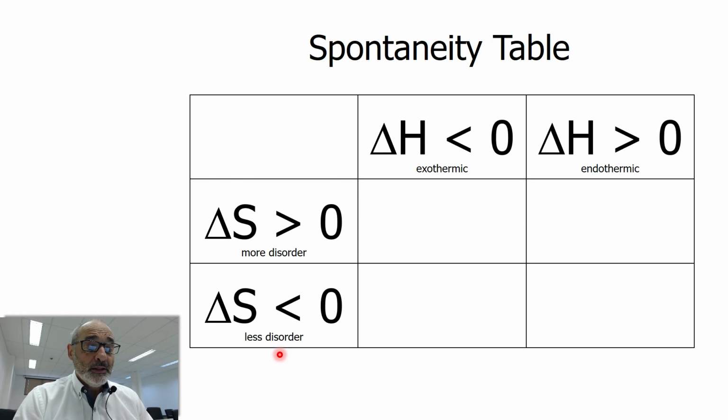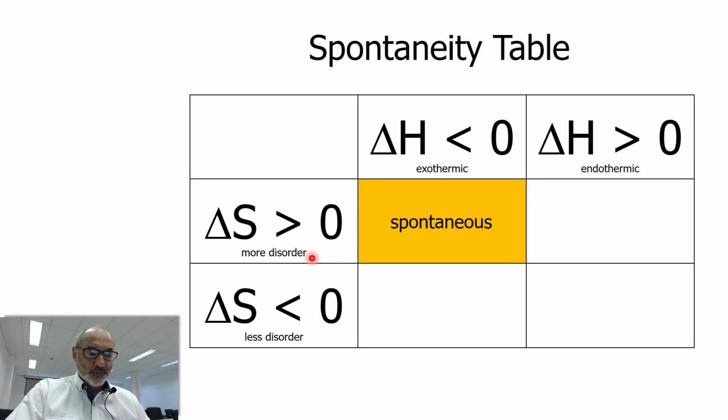Okay, so first one, this case here. Exothermic, the process releases energy, and the process increases disorder. So I would say this is very, very spontaneous. Why? Because if you need energy, you have it, okay? And if you need to create this disorder, no problem. This is taken into account. So the process is spontaneous in this situation, okay?